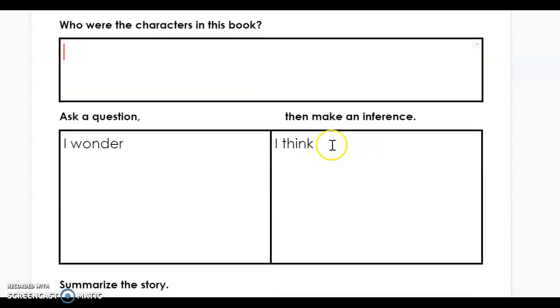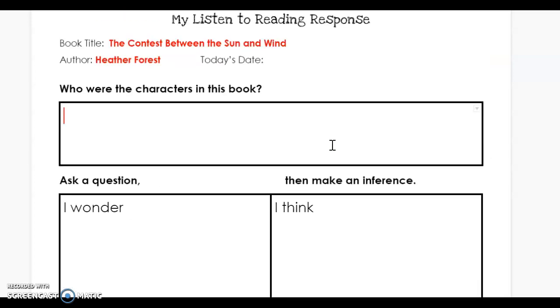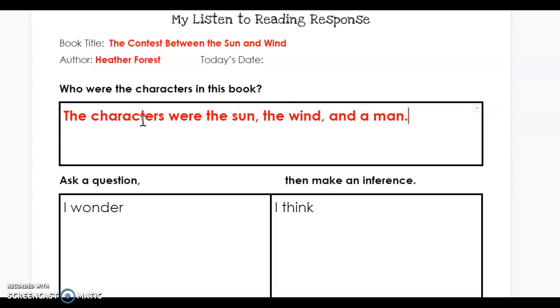Alright, for the next, I have 3 parts of our listen to reading response. We're going to make sure to write complete sentences. So our first question, who were the characters in this book? Start by restating the question. The characters were the sun, the wind, and I don't really name him, so we'll just call him a man. Again, pause if you need more writing time.